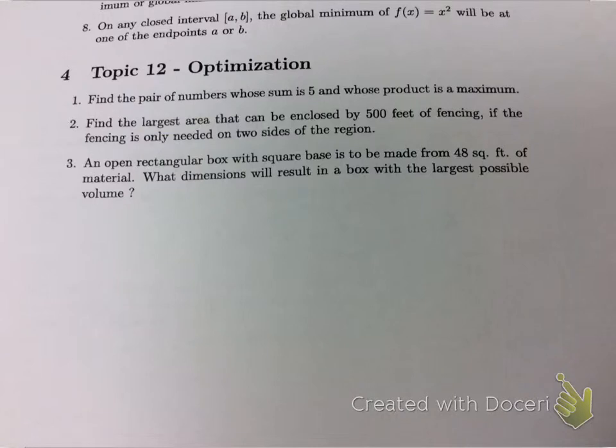An open rectangular box with a square base is to be made from 48 square feet of material. What dimensions will result in the box with the largest possible volume? So you've got a square base and an open rectangular box. So the volume is going to be x squared y if x is the base and y is the height. But it's 48 square feet of material, so that's the sum of all the faces. Remember, there's nothing on top.